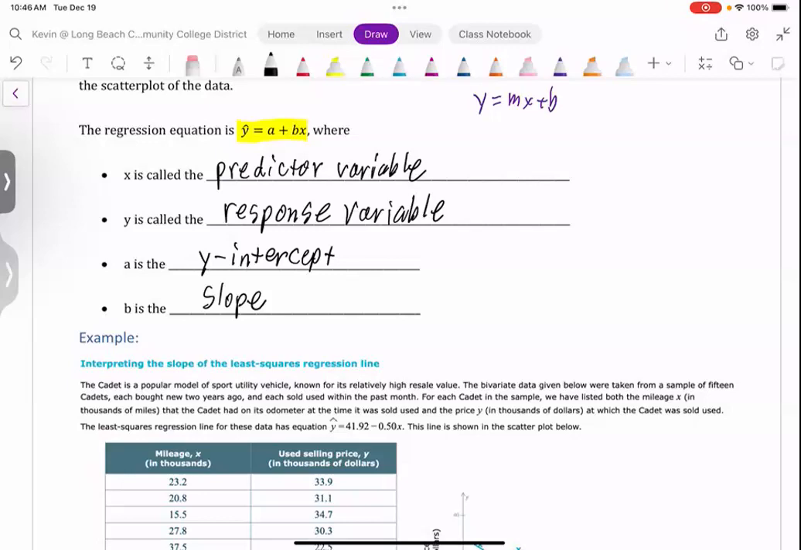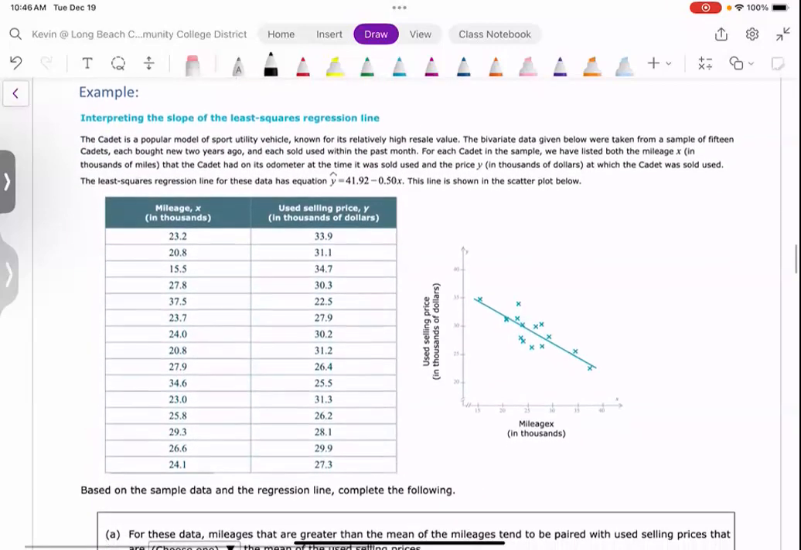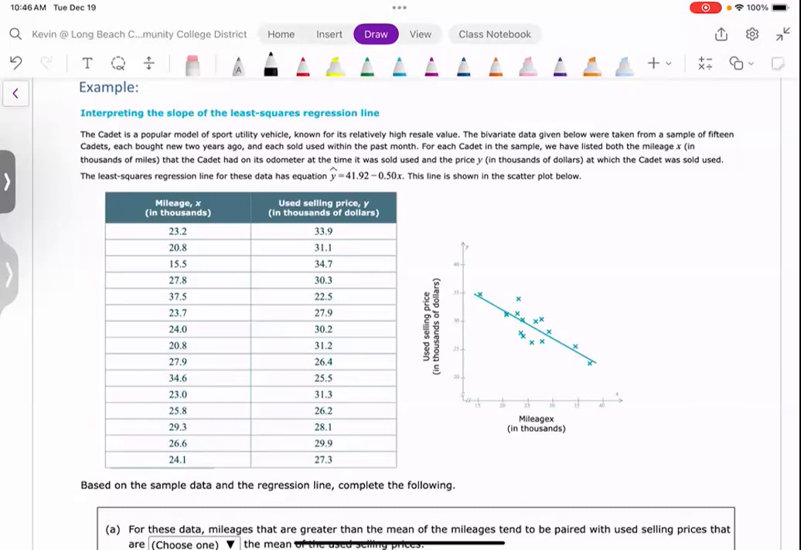All right. Let's go to our first example. Interpreting the slope of the least squares regression line. That's the y hat equals a plus bx. The Cadet is a popular model of sport utility vehicle known for its relatively high resale value. The bivariate data given below were taken from a sample of 15 Cadets, each bought new 2 years ago, and each sold used within the past month. For each Cadet in the sample, we have listed both the mileage X in thousands of miles that the Cadet had on its odometer at the time it was sold used, and the price Y at which the Cadet was sold used.